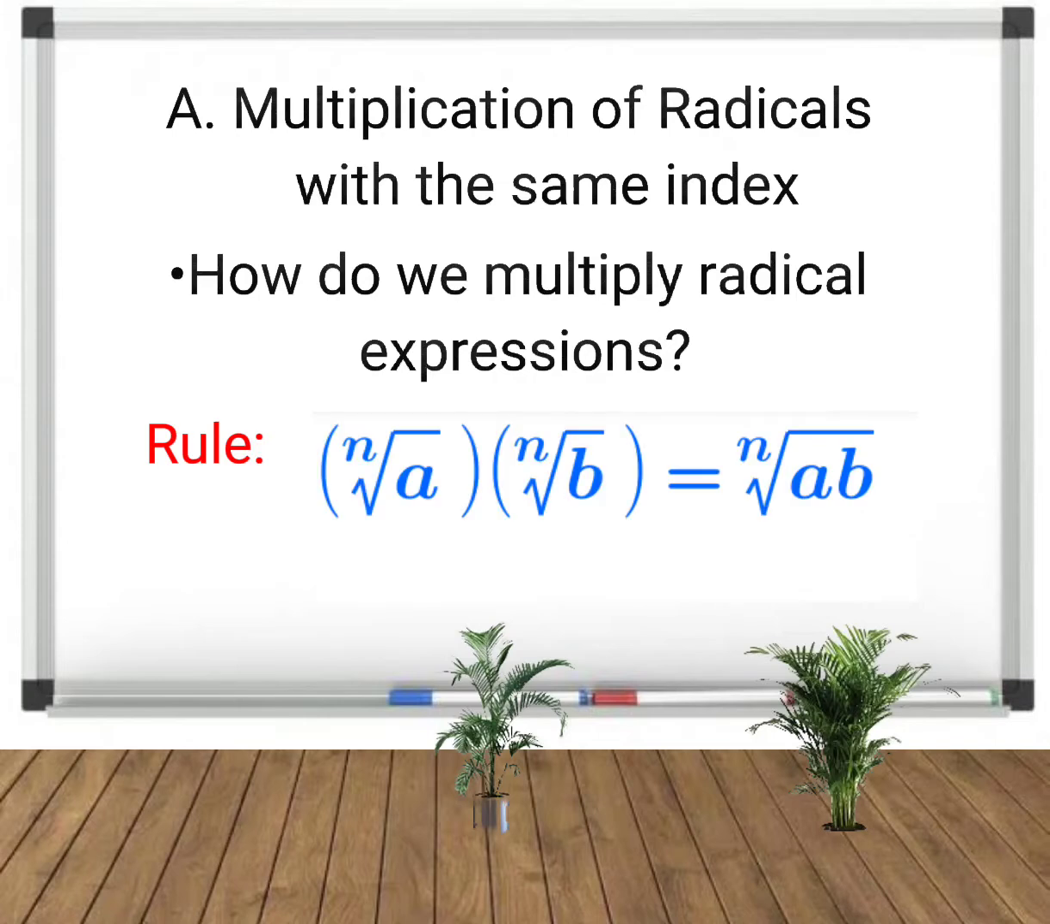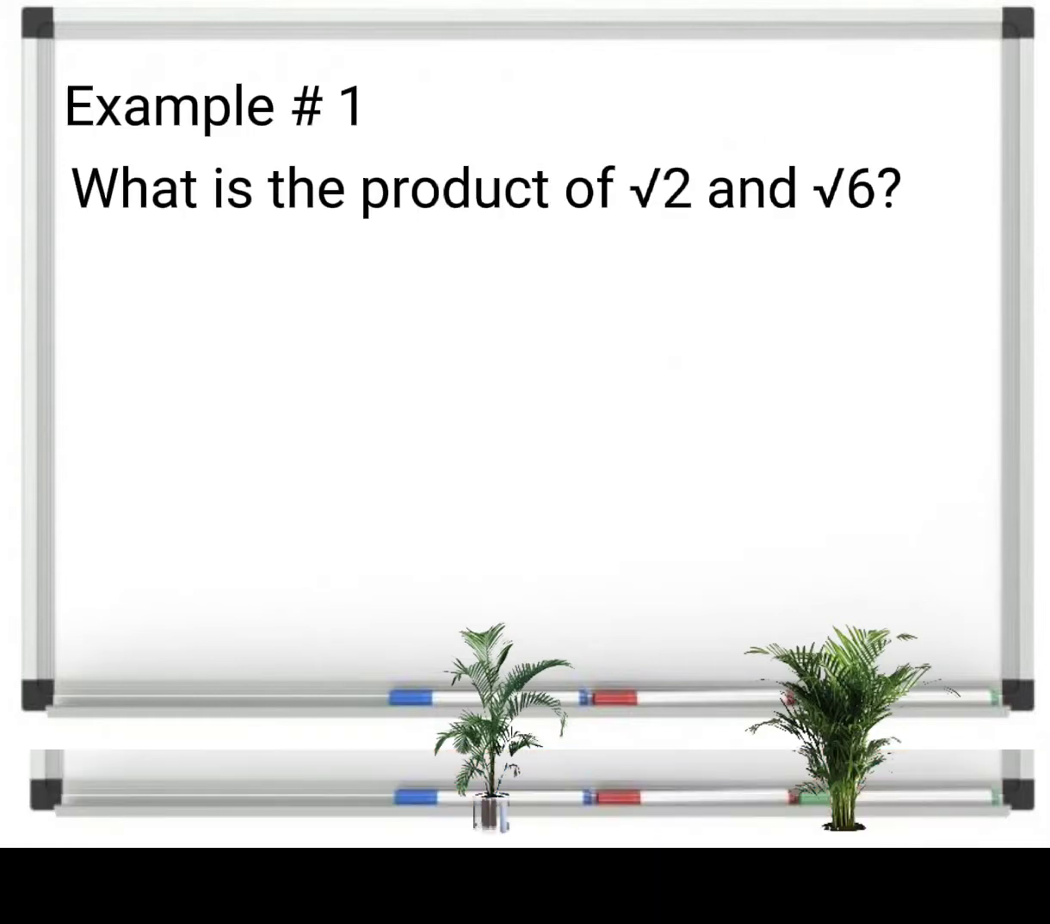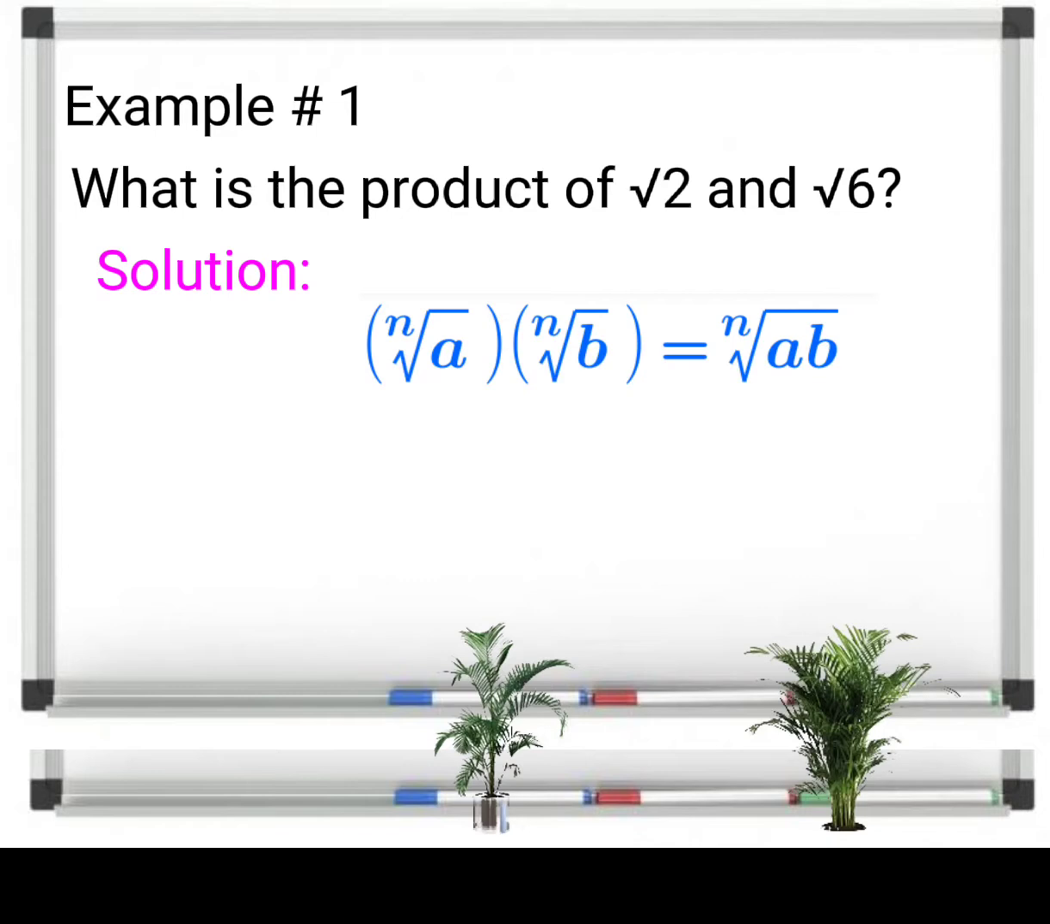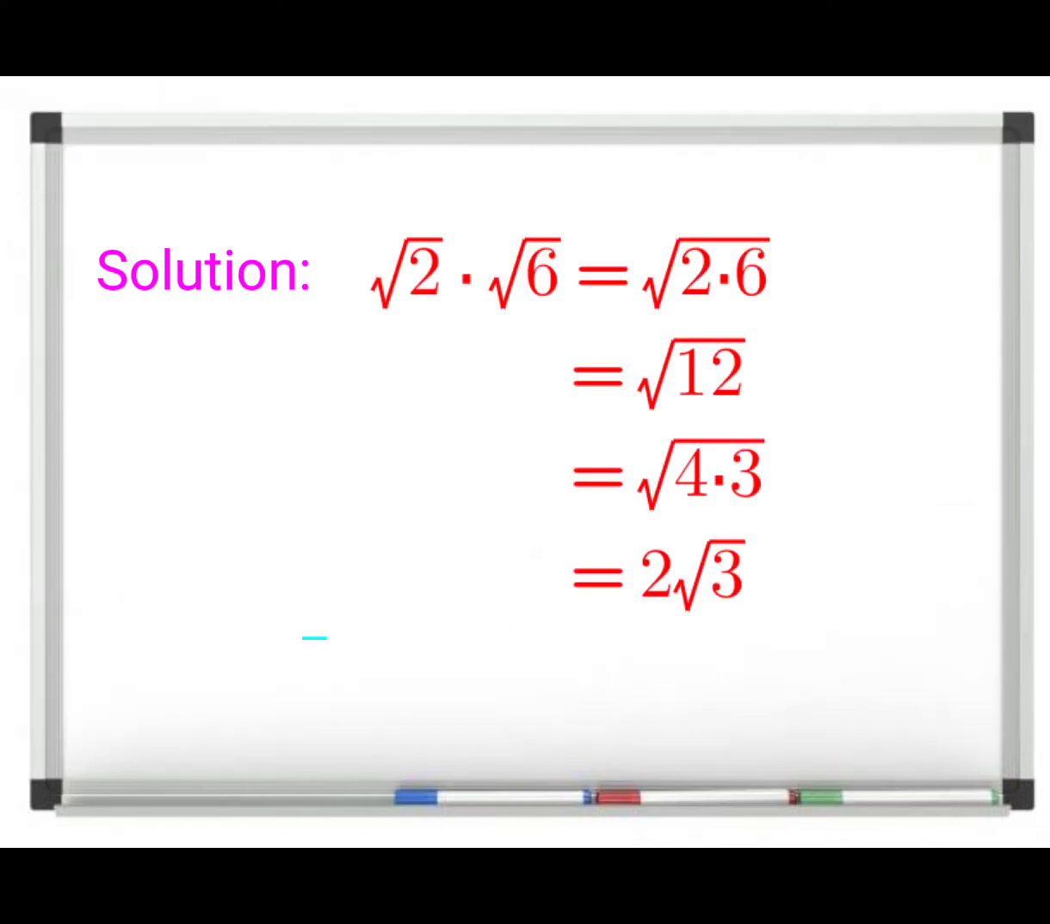Rule: the nth root of a times the nth root of b is equal to the nth root of the product of a times b. Example number 1. What is the product of the square root of 2 times the square root of 6? Solution: applying the product rule, we have square root of 2 times the square root of 6 is equal to square root of 2 times 6, which is equal to 12.